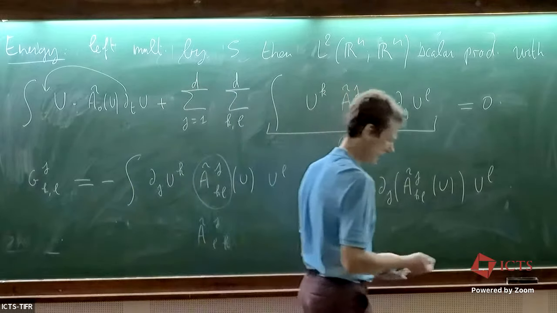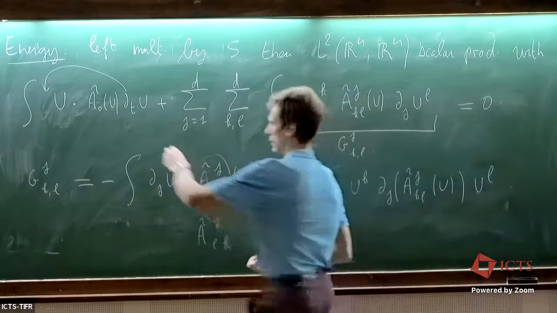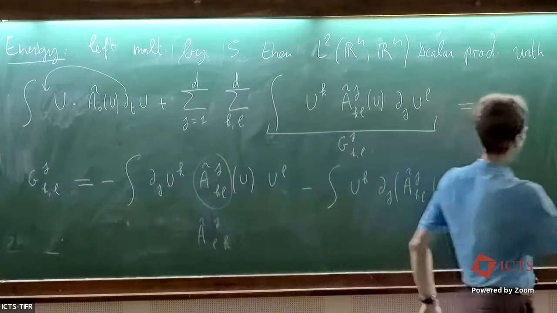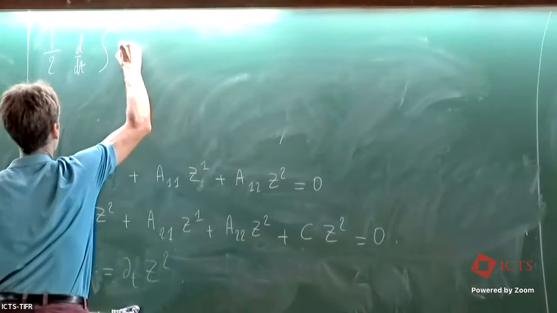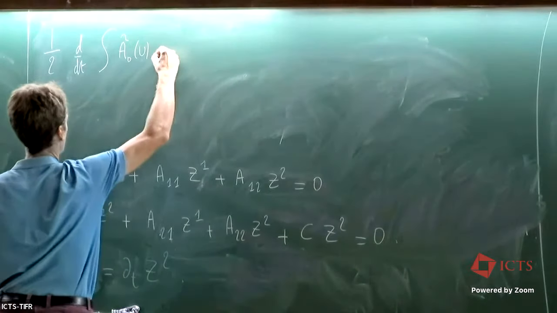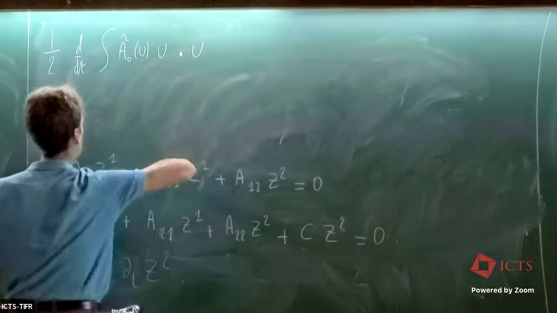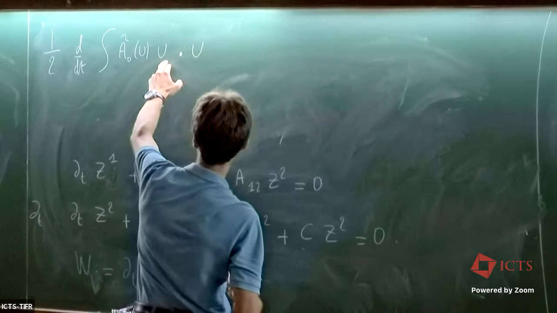Okay, so in the end, what you get, if you put everything together, so as I said, if you put this dt outside, you see this term as the time derivative of this quantity applied to U. Okay, so here it's a scalar product. Here you have a product between a matrix and a vector.